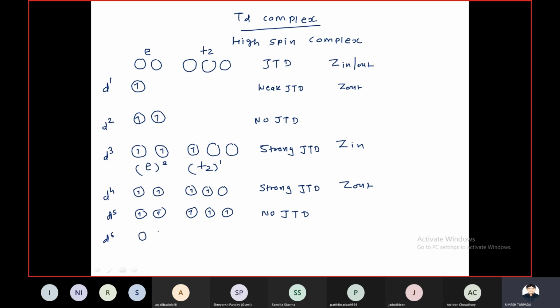Now in the case of d6 configuration, what happens? Which orbital is symmetrically filled? The e orbital, yes, it is. That is not used for tetrahedral geometry. So it's e3 t2 3. So it's a weak Jahn-Teller distortion. It is Z out.